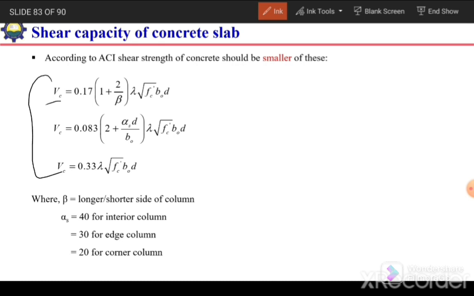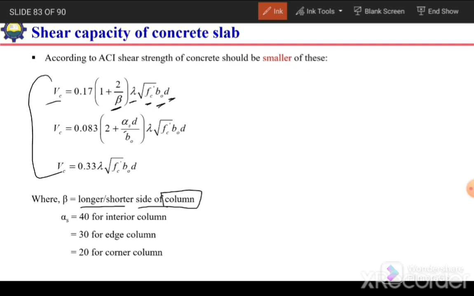In the first equation, Vc is equal to 0.17 (1 plus 2 over beta) lambda square root fc prime b0 d. Here beta is the ratio of longer to shorter side of the column. It is not for the slab, it is for the column. Lambda is a factor which accounts for lightweight concrete. For normal weight concrete, its value is 1, or otherwise we can see its value from the ACI code. Fc prime is the specified compressive strength of concrete, b0 is the perimeter of the critical section, and d is the effective depth.